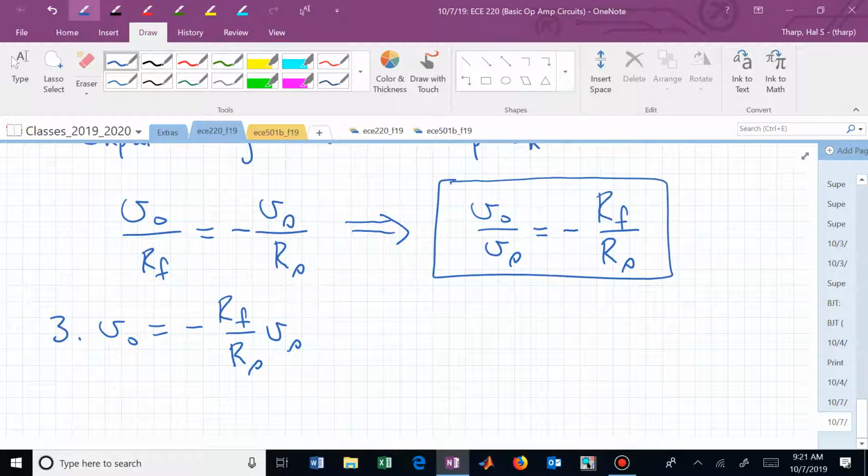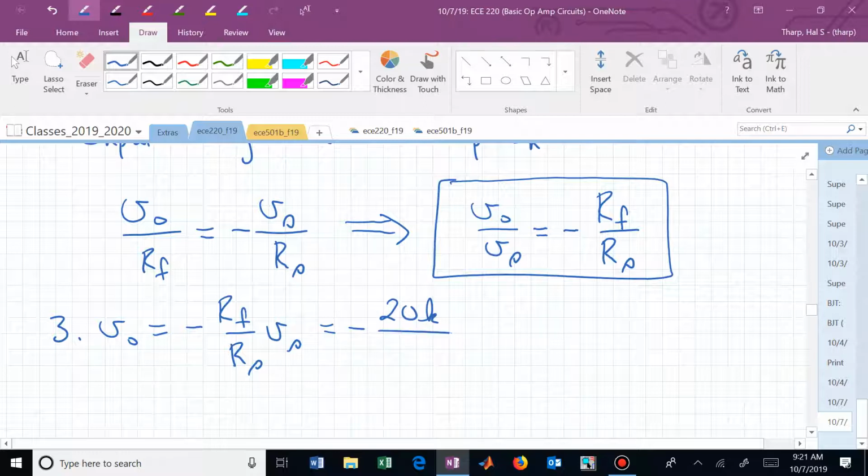Did I give some numerical values for this? R sub F was 20K. R sub S was 5K. Aren't those numbers convenient? Now we have 20 divided by 5, and we multiply by V sub S, which I think I said was 2. What's the result of that computation? 4 times 2, or now we have minus 8 volts.